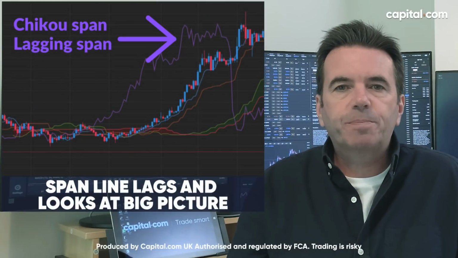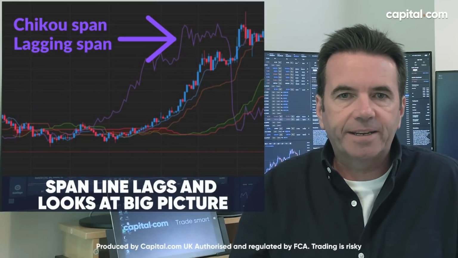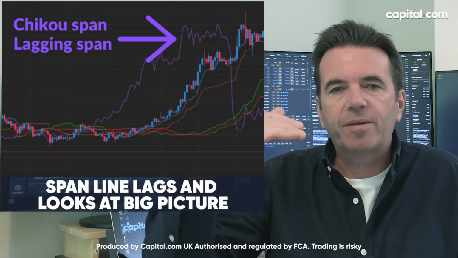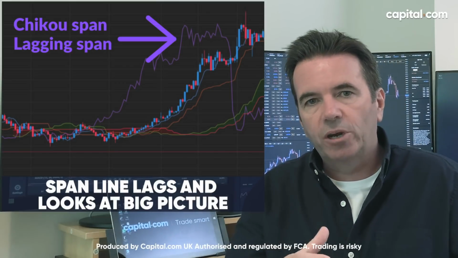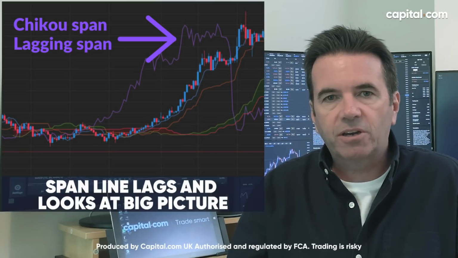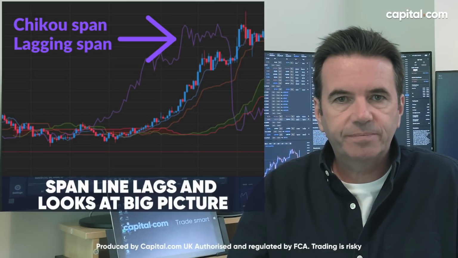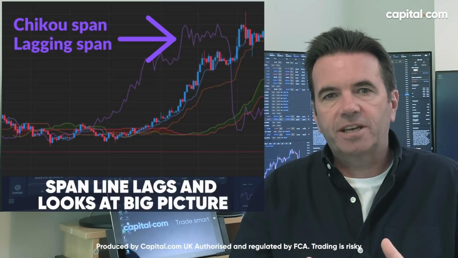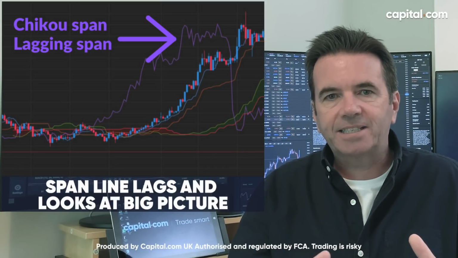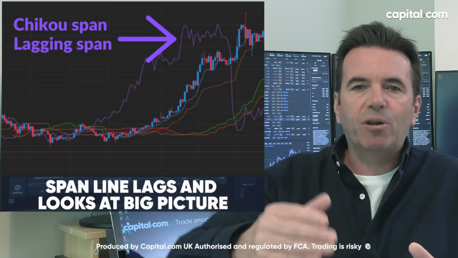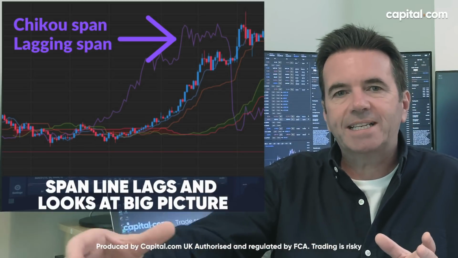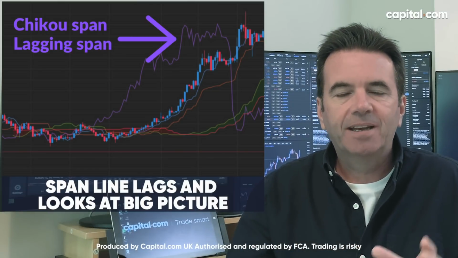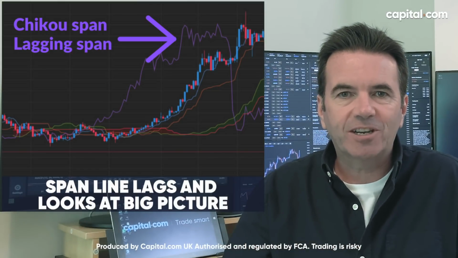Then we have the span line, which is a lagging line. This is probably looking at the big picture of the trend. Above where the price is trading now, the market's got a bullish bias. Below, the market's got a bearish bias. It's the evolution of the current price in relation to the historical price. And it's a lagging indicator. It's plotted effectively 26 candlesticks ahead of where it's actually calculated. This will make more sense when we see it on the chart.